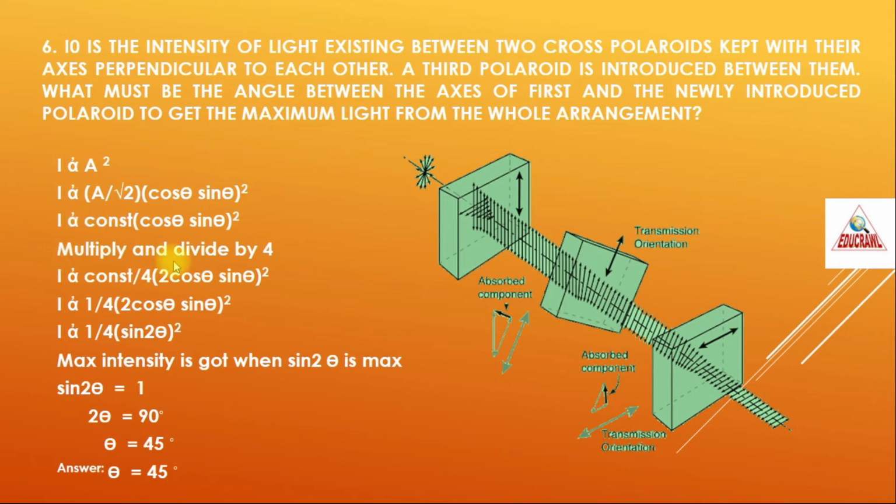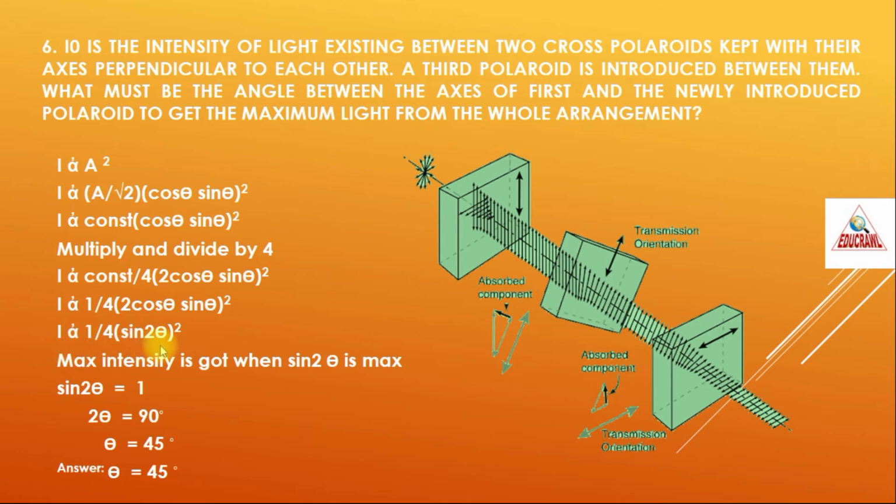Now multiply and divide the right-hand side of the above equation by 4. So you get I is proportional to constant divided by 4 into cos theta and sin theta. That 4, when you take it inside the square, becomes 2 cos theta sin theta the whole square. So the equation becomes I is proportional to 1 by 4 into 2 cos theta sin theta the whole square. 2 cos theta sin theta can be written as sin 2 theta. Now the expression for intensity is I is proportional to 1 by 4 sin 2 theta the whole square.